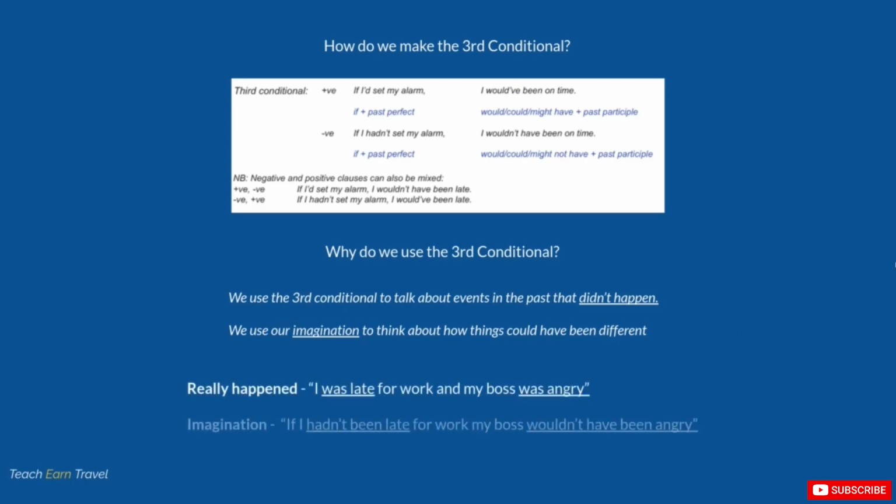And we can give them some further examples just to hammer the point home, just one final reminder. This really happened. I was late. And as always, just get the student to read this. Stress the differences here. Really happened. Imagination. Was late. Hadn't been late. Was angry. Wouldn't have been angry. And that's it. That's the review. I'm not going to go into any more detail here. This should take a couple of minutes at the most, and then we can move on.